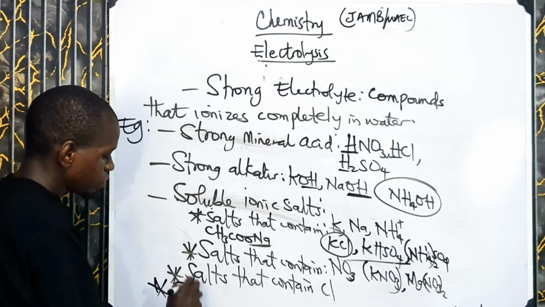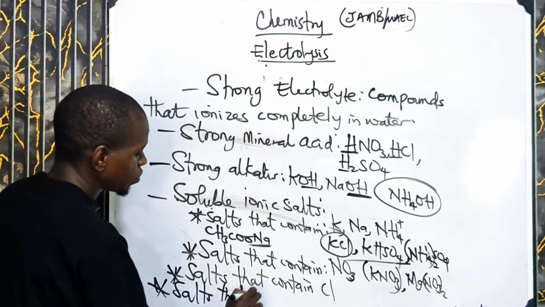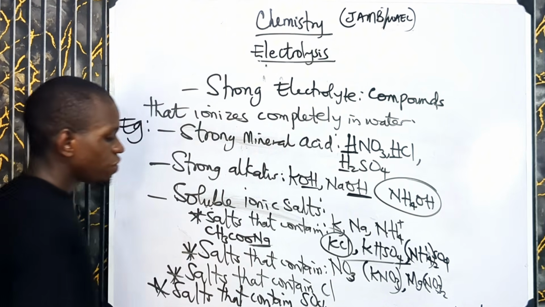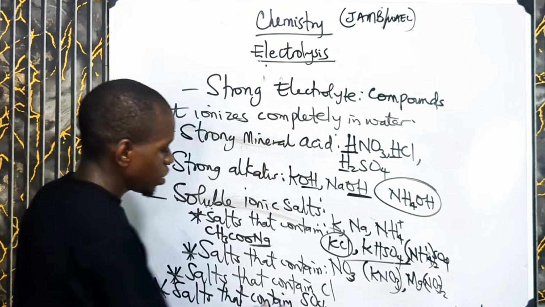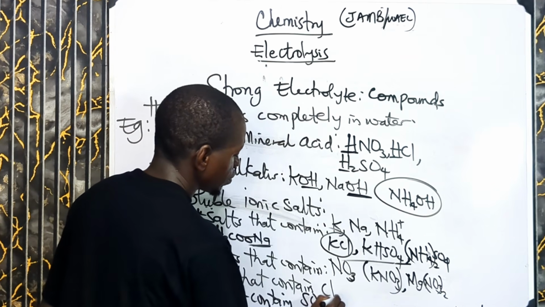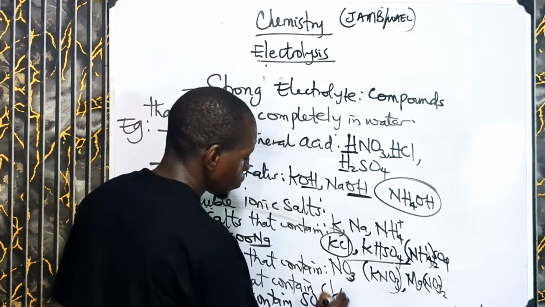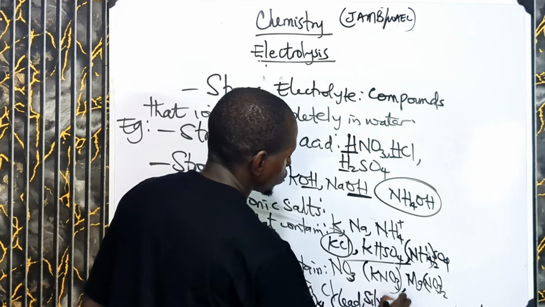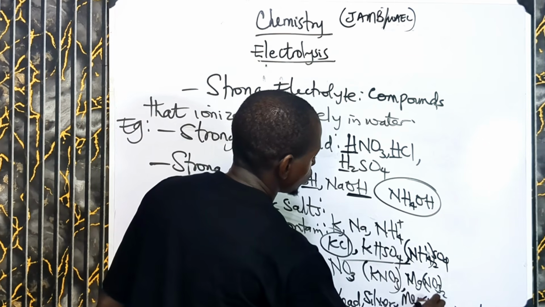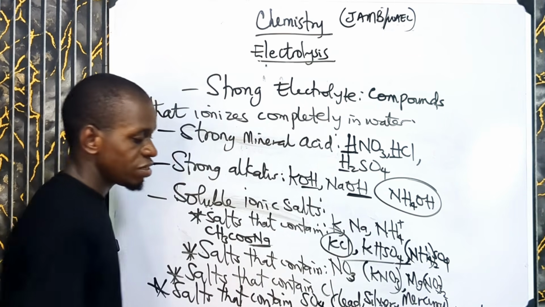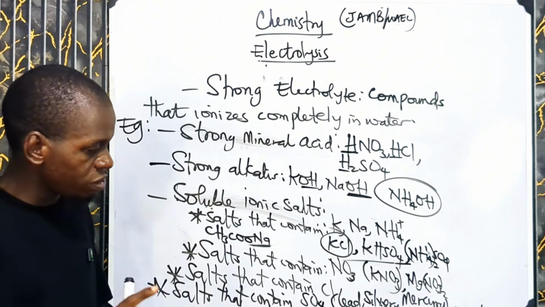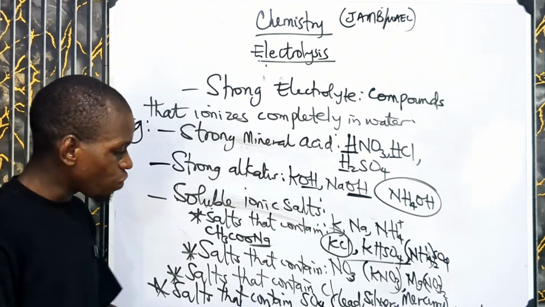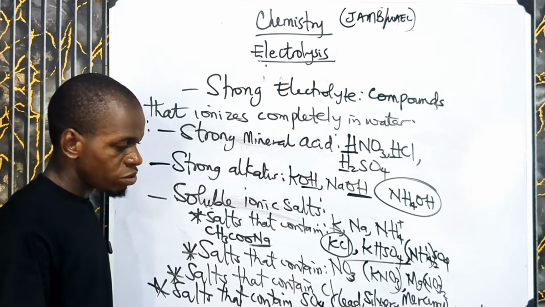Salts that contain SO4, sulfates. The sulfates we are talking about exclude lead sulfate, silver sulfate, and mercury sulfate. So these sulfates that are listed are not part of it, but other forms of sulfate are part of our electrolytes.